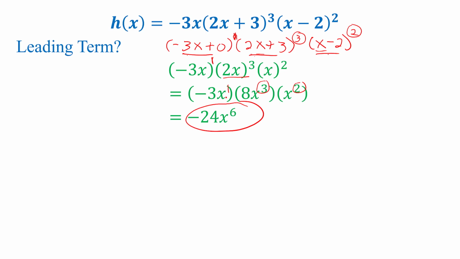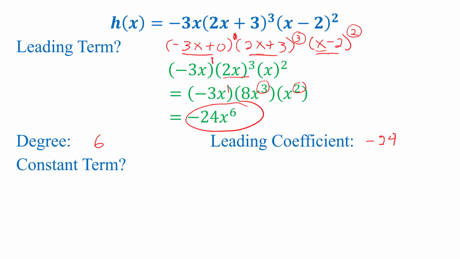I'll show you by actually expanding h of x in a couple minutes exactly how we can show that this is the correct answer for the leading term. And now the degree of this polynomial function. Well, the leading term gives us a degree of 6. The leading coefficient here would be negative 24.